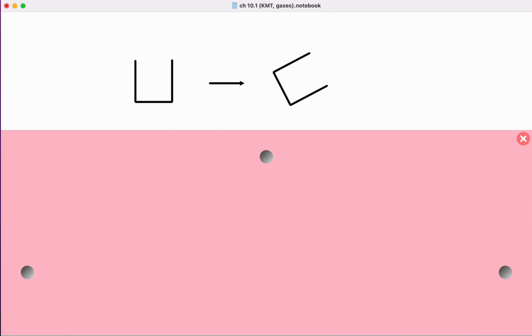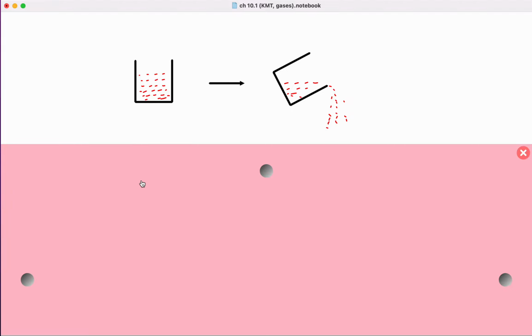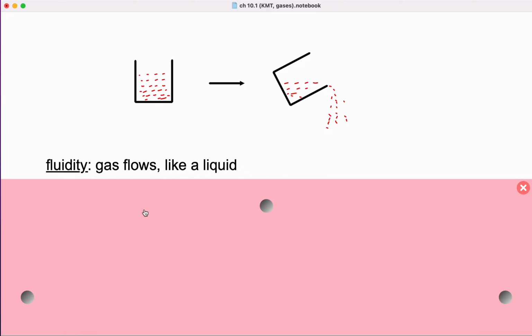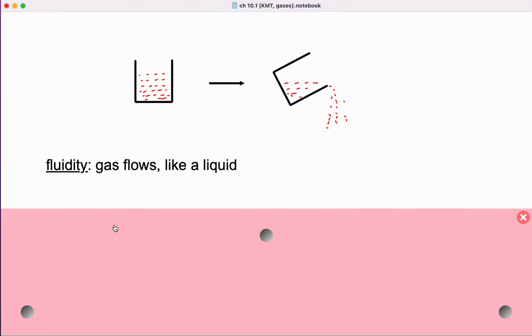Suppose I have a sample of a gas that is in a container and the gas is denser than air, so it sits in the bottom of the container. Now suppose I tip the container over. Well, what will happen is that the gas will simply pour out as though it were a liquid. I will demonstrate this in class. It's pretty cool. This property is called fluidity. Okay? So one property of gases is that they are fluids. They can flow like a liquid.